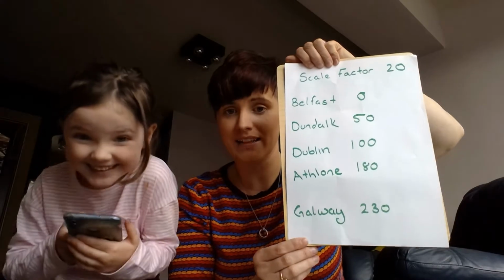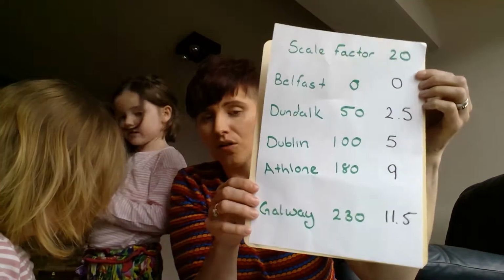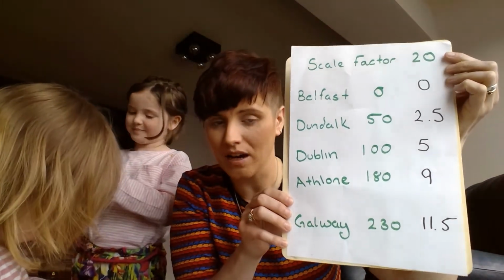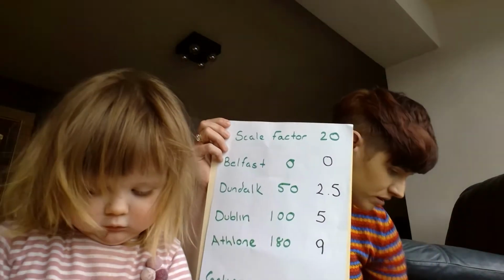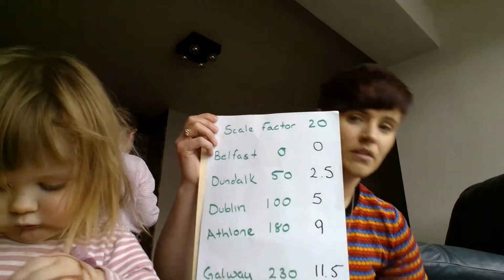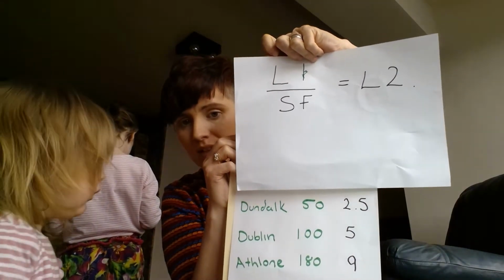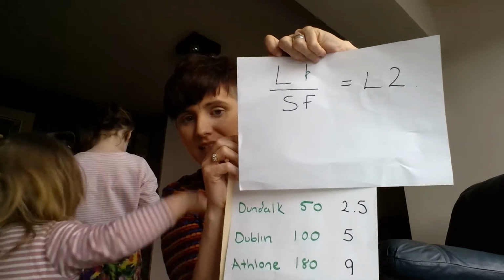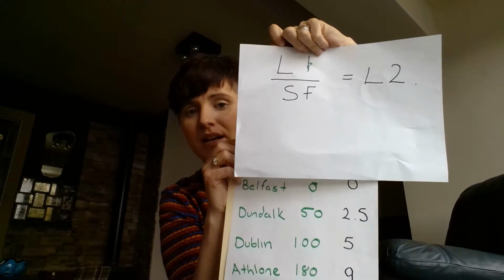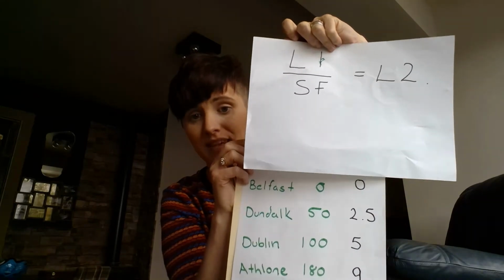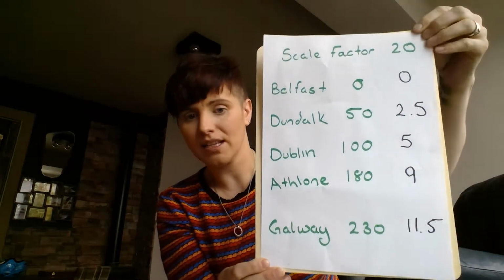So Tess is going to calculate the rest of them the same way, and then we'll fill in the page. So Tess and I went off and we calculated all of the distances. We used this formula every time, where length 1 is the distance in miles from Belfast to the destination, scale factor is 20, which represents 1 piece of toilet paper, and length 2 is then the amount of pieces of toilet paper we need. So this is what that looks like.